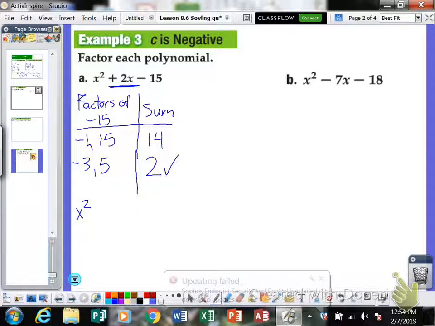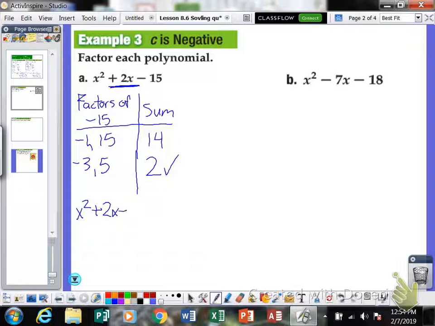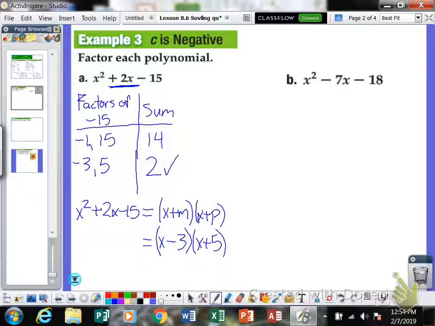So we have x squared plus 2x minus 15 equals, is our same formula here, x plus m and x plus p. And then just fill in our m and our p. We have x minus 3 and x plus 5. And that would be our answer there.